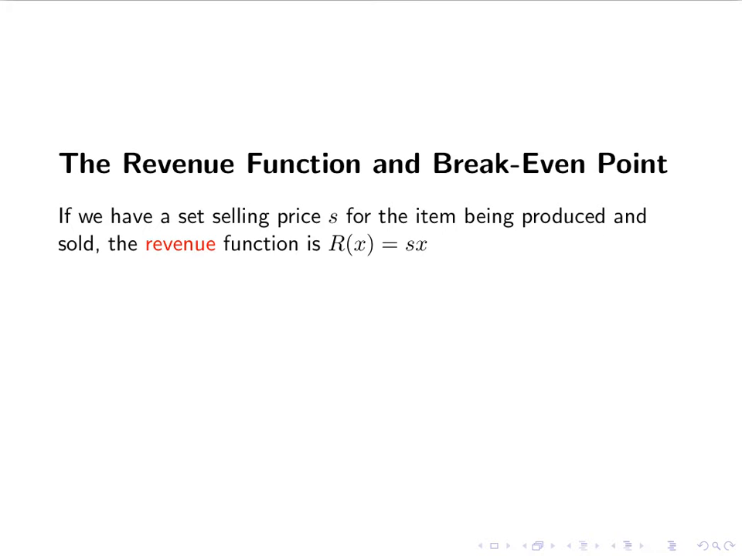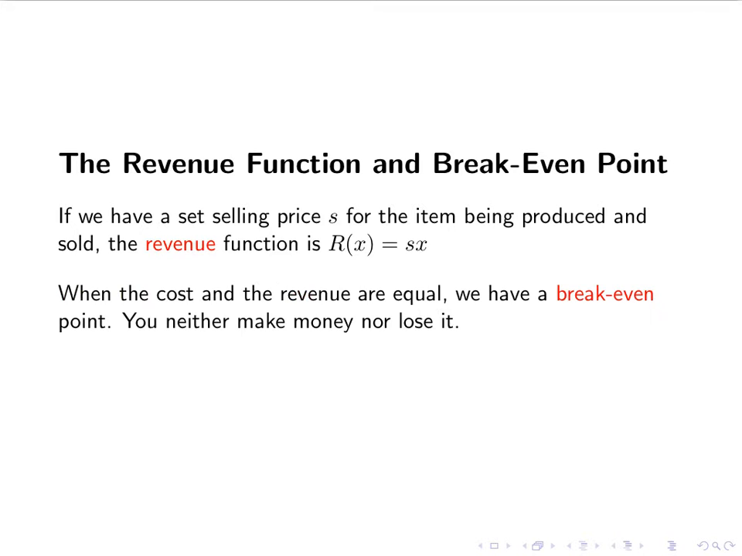So if we have a set selling price for an item, which we're going to call S, then the revenue function is just S times X. How much we're selling it for times how many we sold. When the cost and the revenue are equal, we have what's called a break-even point. You neither make money nor lose money. You have broke even.